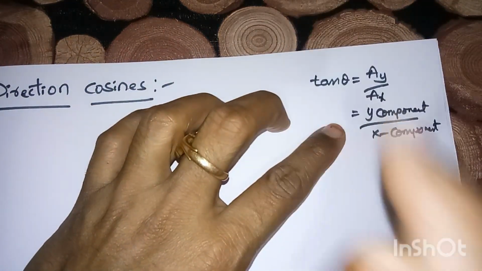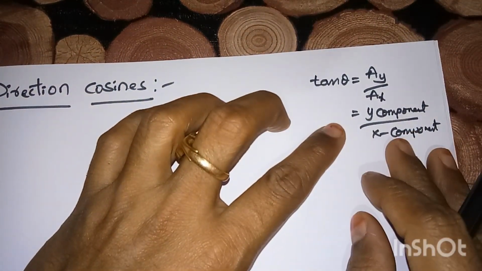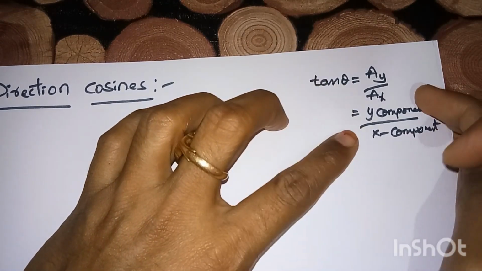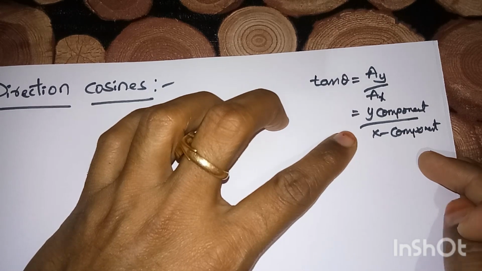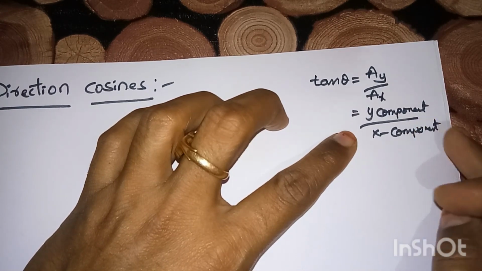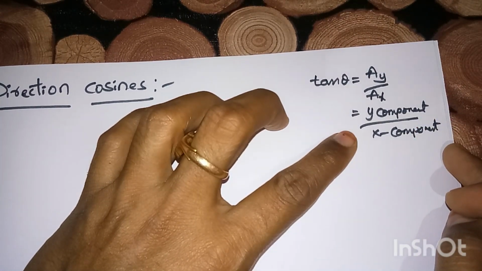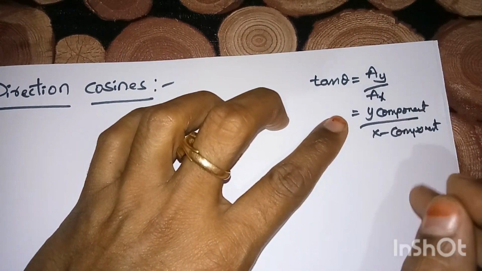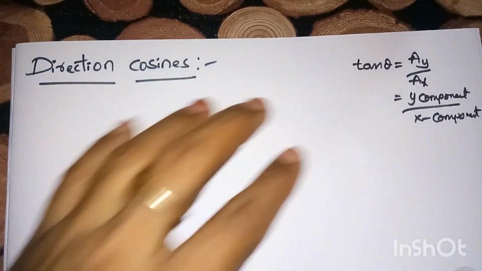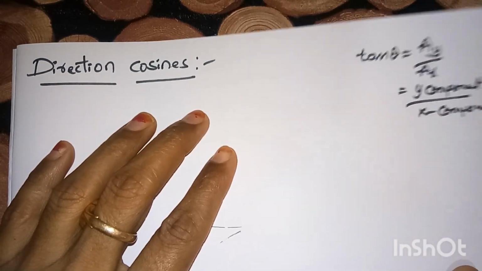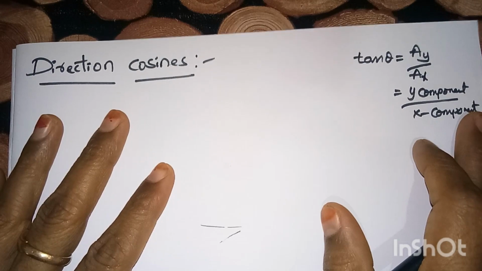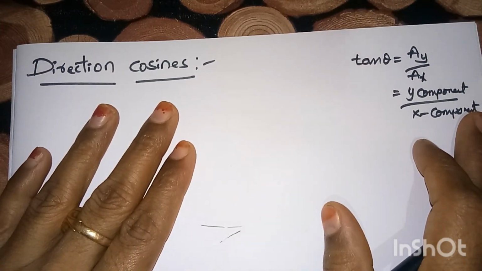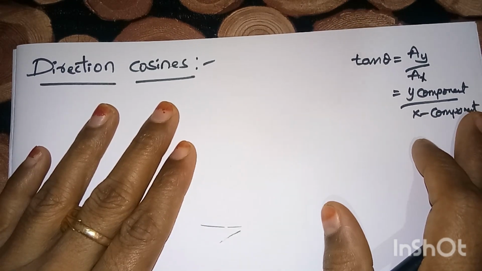So here we can find the angle for only one axis, that is the x axis, as the y component by the x component. For two-dimensional or three-dimensional rectangular components, with the help of tan theta we can find the angle for only one axis. So with the help of direction cosines we can find the angle for any axis, x, y, z axis.